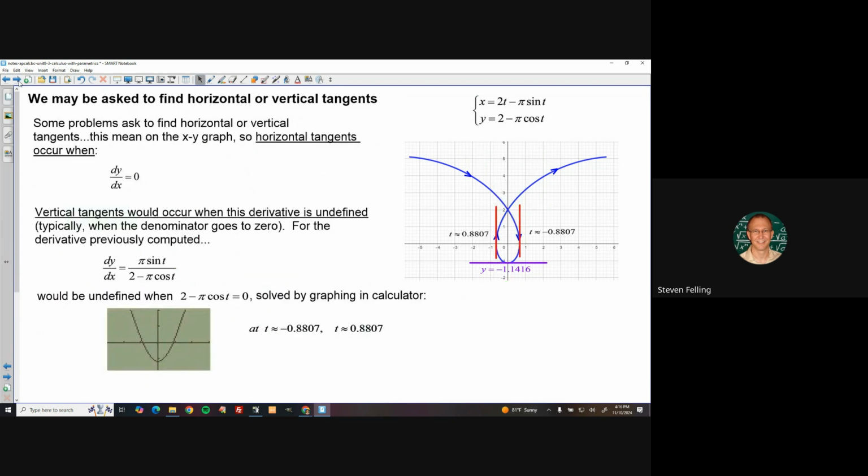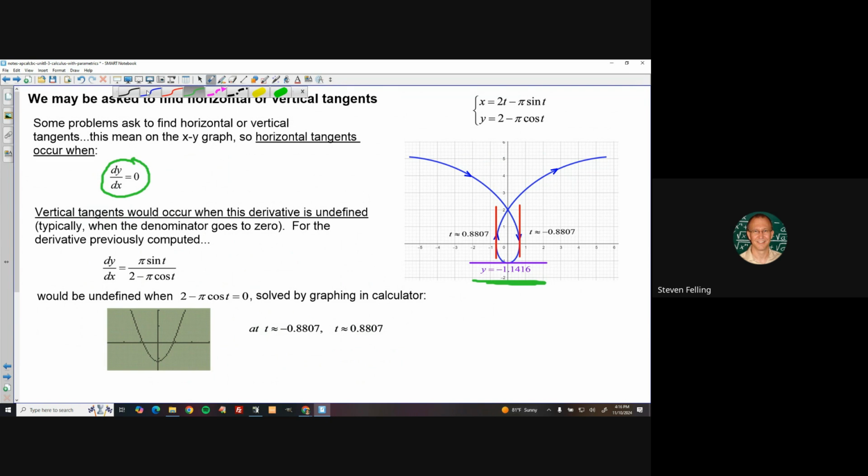Okay. So another very common thing that can happen on AP exams is they'll ask questions about at what parameter value, or what are the xy locations, where we have horizontal tangents or vertical tangents. So what makes a tangent horizontal? A horizontal tangent occurs when the slope of the tangent line is 0, like this one down here. So you're looking for a place where the slope is 0.